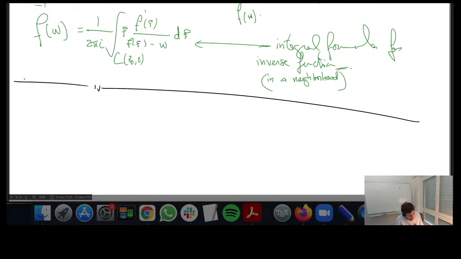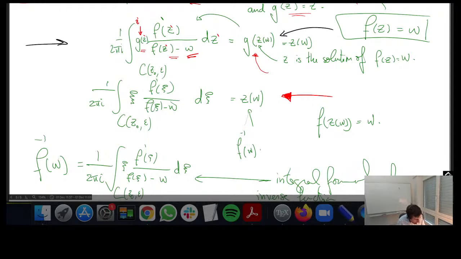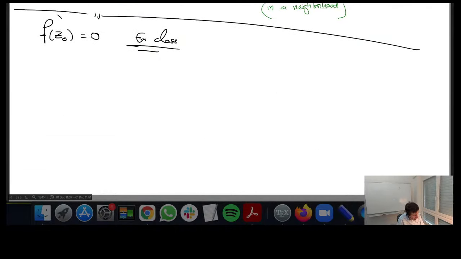Okay, so if f of z0 is 0, we'll see in exercise class a bit about this. But basically, there'll be many solutions, so you'll get some kind of sum here. That's the punchline. You can just try to work it out. Okay, let me make sure I don't forget anything.